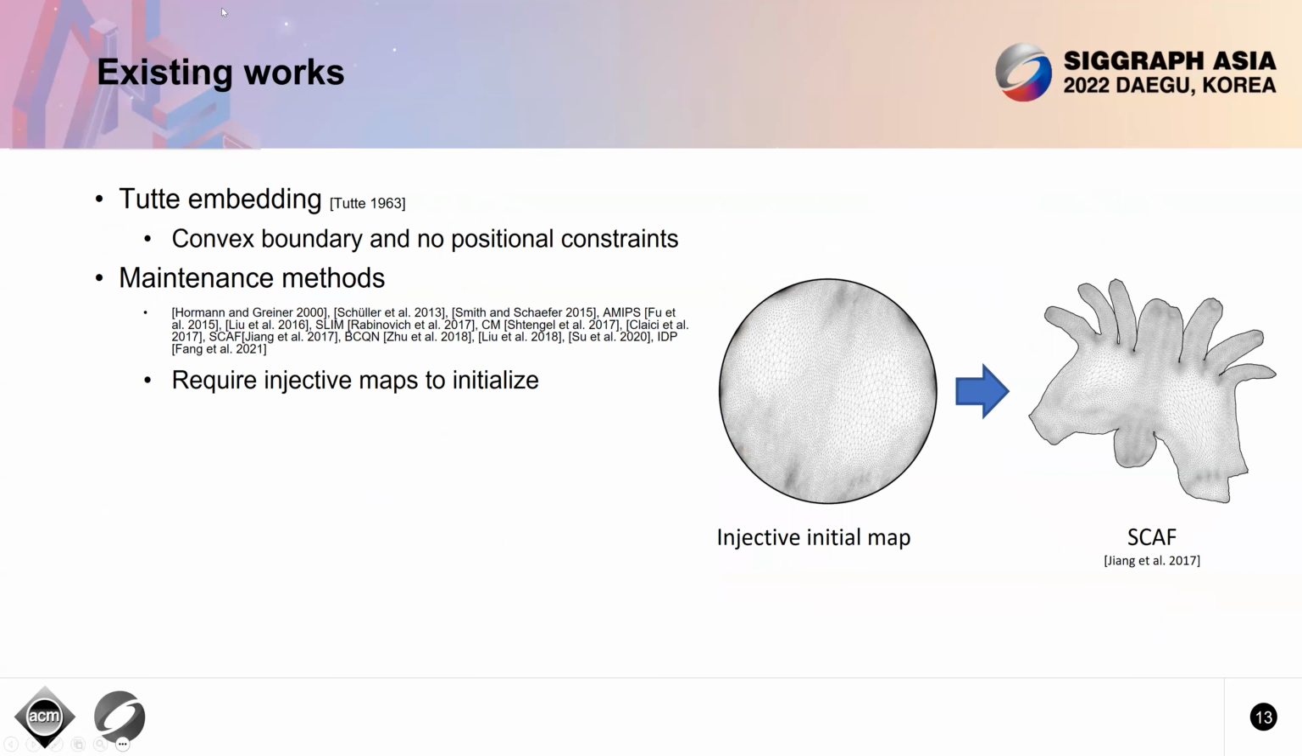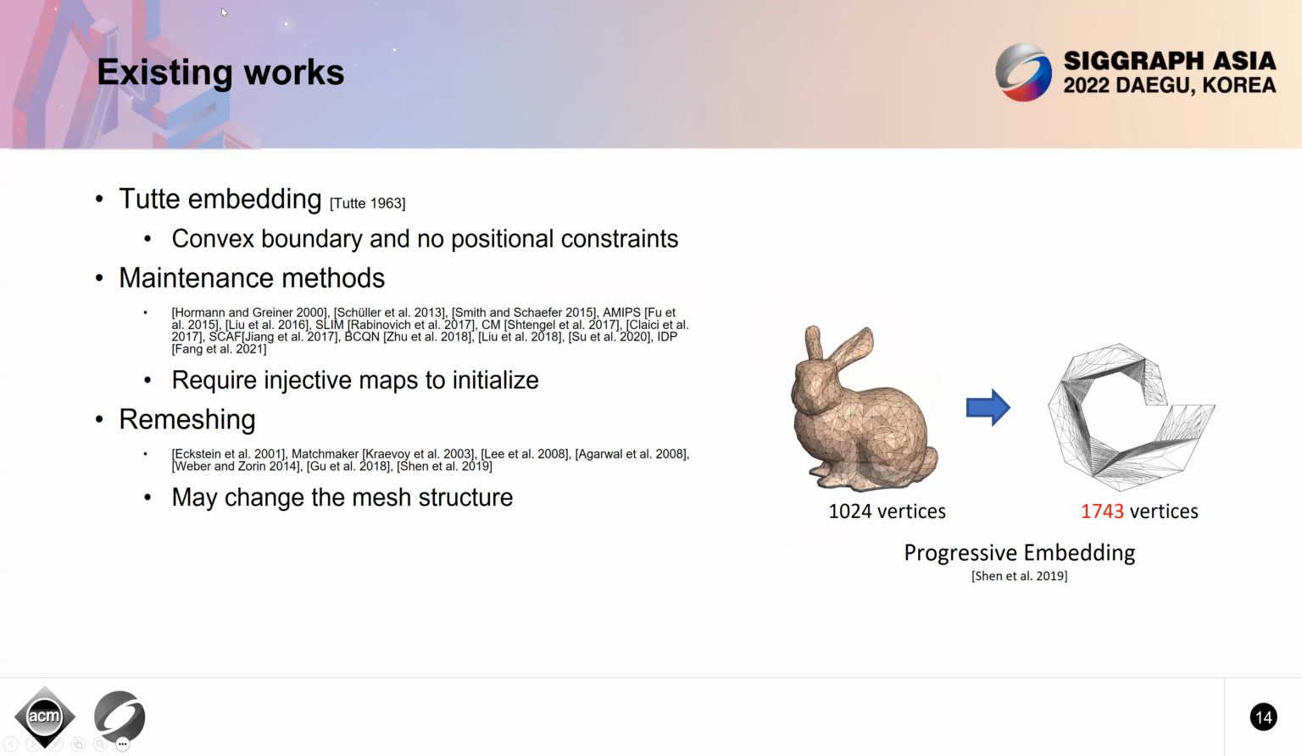More recently, there are maintenance-based methods that start from an injective map and deform the map to improve map quality while preserving injectivity. However, these methods require injective maps to initialize, which are not generally available when there are positional constraints. There's another group of methods that compute injective maps satisfying constraints, but require changing mesh structure, such as adding more vertices. In some applications, the change of mesh structure is not allowed.